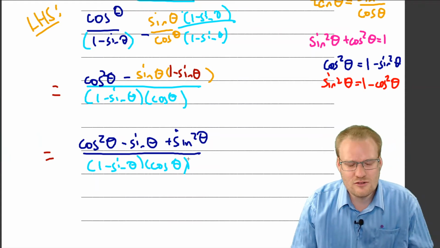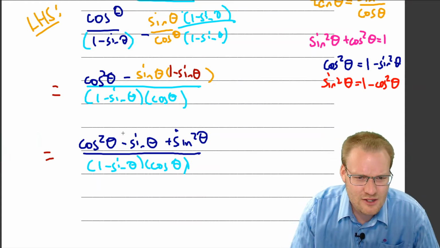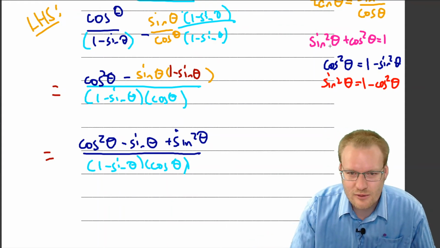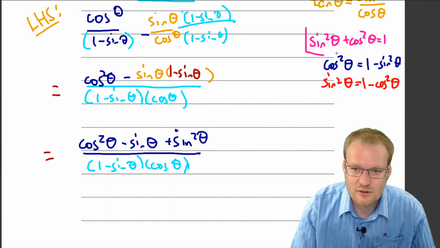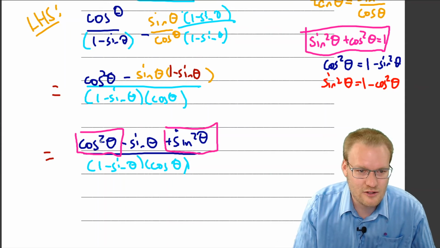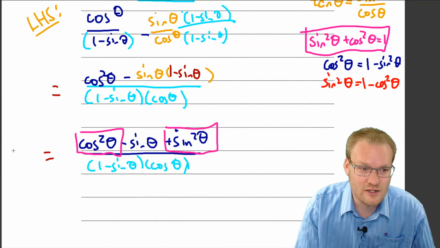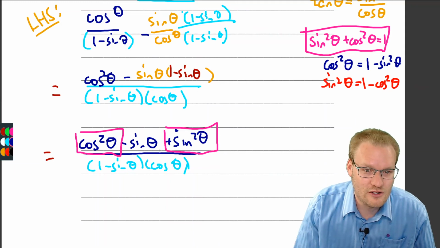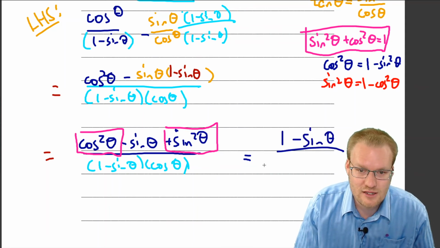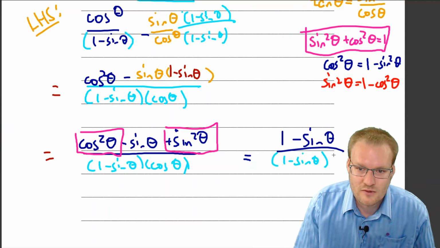The reason I'm asking is there's nothing obvious I can see that we're going to do at the top. So let's just pause every so often and ask, does anything look like one of our trig identities? Hey, look at this one here: cos squared plus sine squared. That's just 1. So our numerator is 1, plus 1, and we still have the minus sine theta. The denominator hasn't changed: 1 minus sine theta, times cos theta.